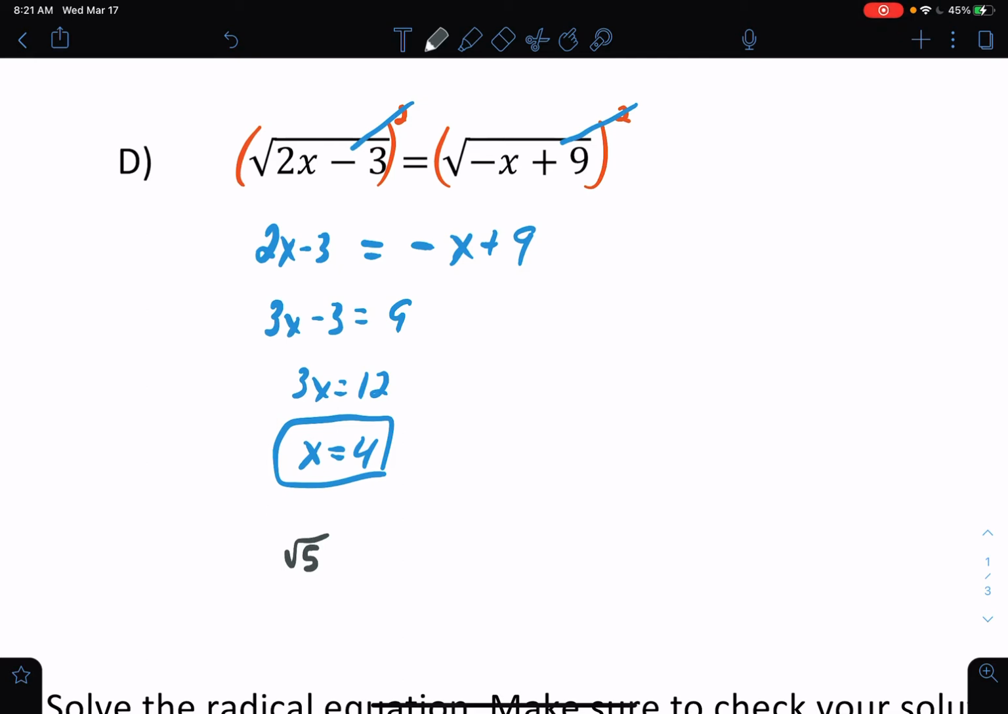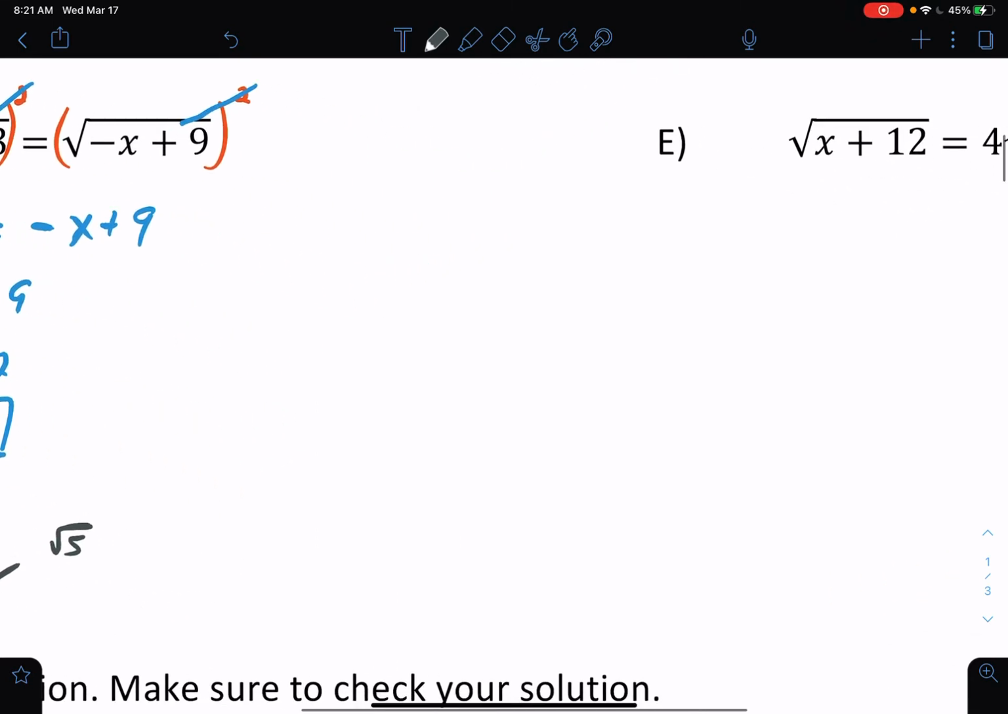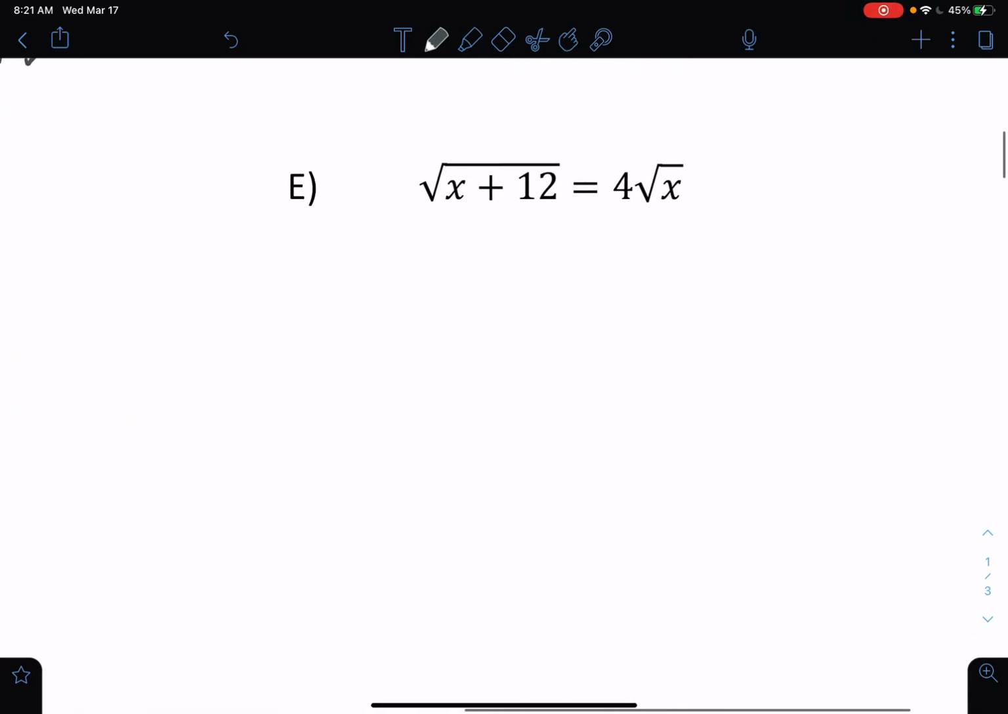And on the right hand, we get negative x, so negative 4 plus 9, which is 5. So that's the square root of 5. These are equal to each other. So x equals 4 is the correct answer. All right. And then the last one we're talking about with square roots is part E.